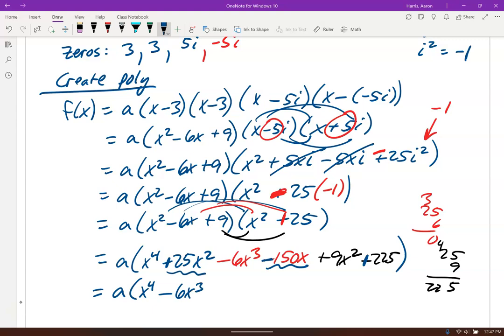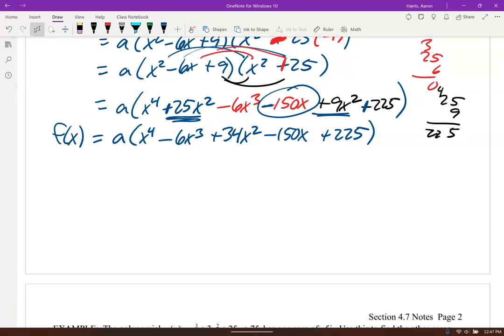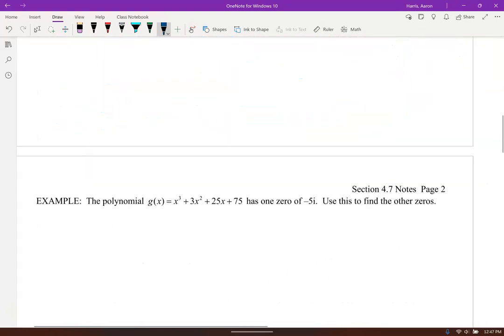25 minus, oops, I got 5x squared, combining it with the wrong one here, plus 9, there we go, 34x squared. And then I've got the minus 150x, and then the plus 225. Good grief, I made a mess of that, didn't I? So there's our polynomial function. We just don't know the a, and that's fine. They didn't give us any other information on that, so that's where we leave it. There's our function. A could be 1, a could be negative 1, but it does have all those zeros that we described. All right, how about this one?